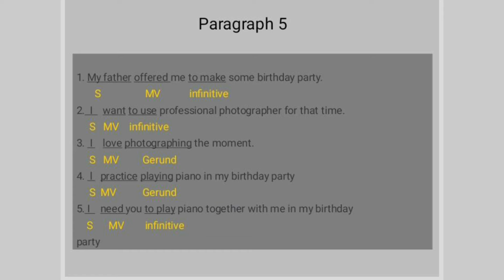Okay, the next example is, I love photographing the moment. I is subject, love is main verb, and photographing is gerund. The fourth example is, I practice playing piano in my birthday party. I is subject, practice is main verb and playing is gerund.